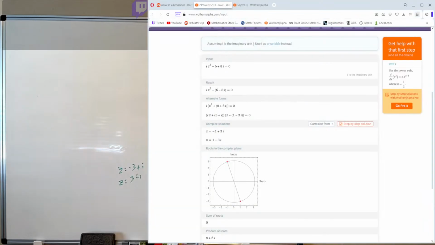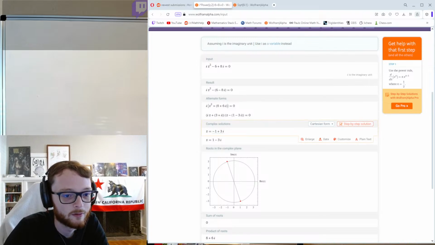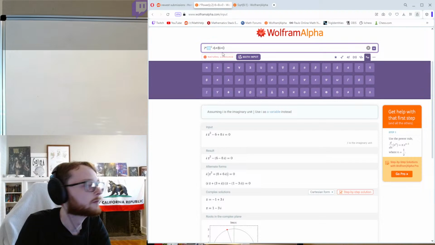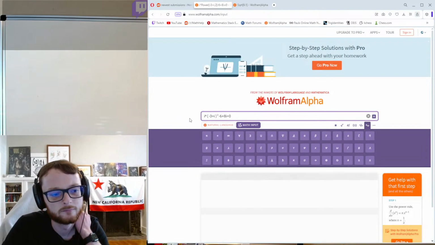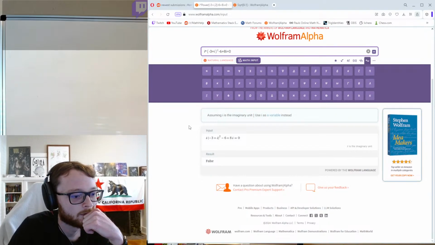Why does Wolfram get negative 1 plus 3i and 1 minus 3i? I think there's a difference in scaling. It's the same number, right? I guess we can plug in the actual solution that I got and see if it gives a true statement. They're just not the same? Okay, well then I did something wrong.